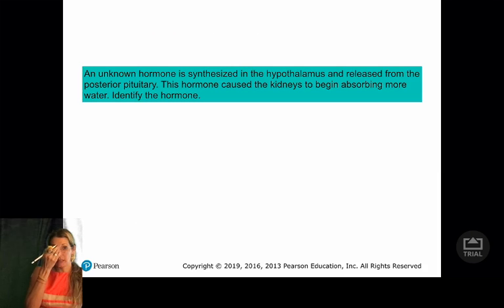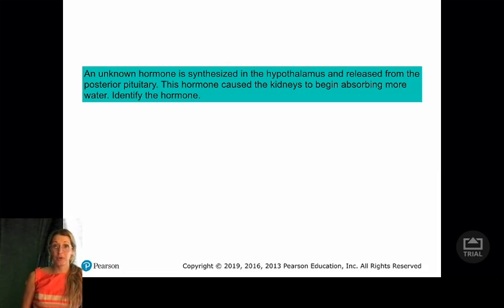So, based on that information, an unknown hormone is synthesized in the hypothalamus. It's released from the posterior pituitary. This hormone caused the kidneys to begin absorbing more water. So, based on the information that you're given in this question, what hormone does this have to be? Stop and think about that for just a second.